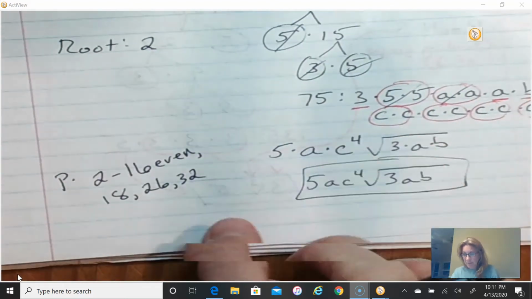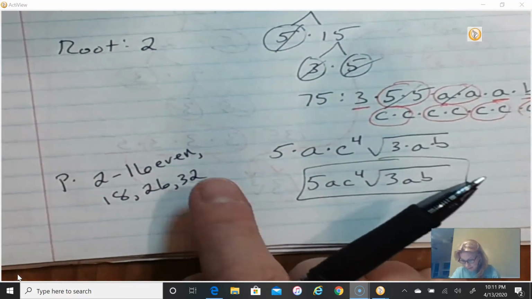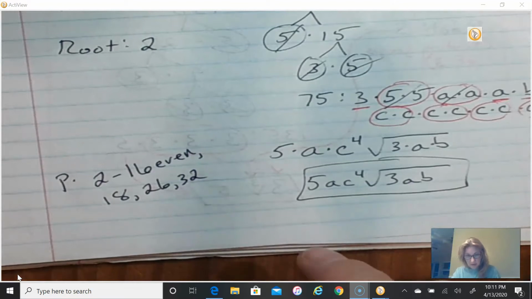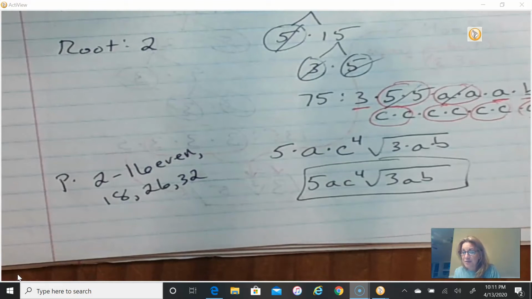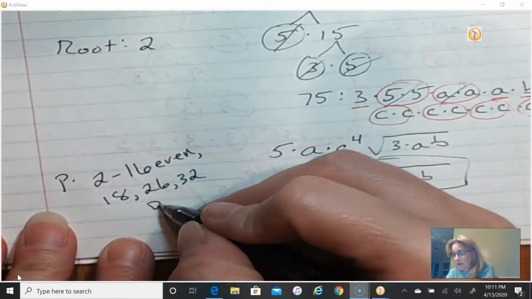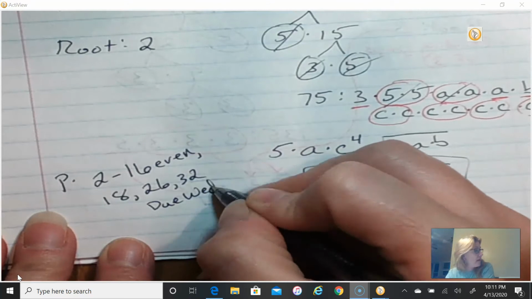Now, some of these may say cannot be simplified. Okay, some of them may say that. In fact, I'll go ahead and tell you there's only one. Only one of this group cannot be simplified. You've got to figure out which one that is. Only one. Okay? All right, this is going to be due Wednesday.